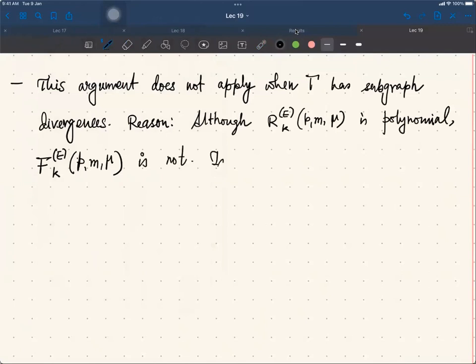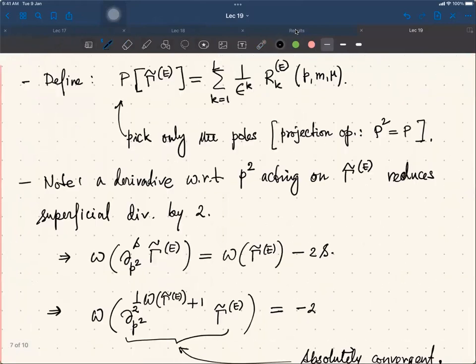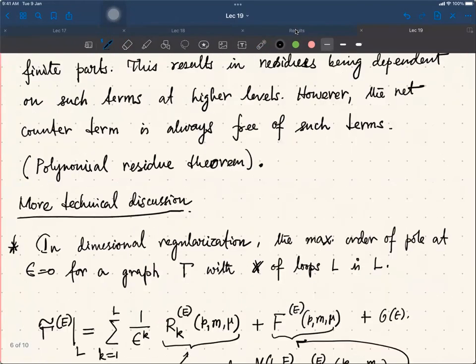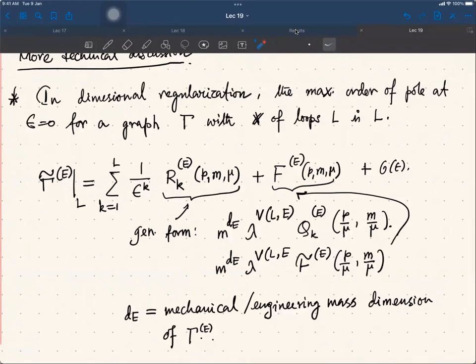In fact, FEK, I think I have written the notation FEK. Yes, so this, there is a K subscript. So this FEK is not a polynomial. We just proved that this is a polynomial. This is not a polynomial.